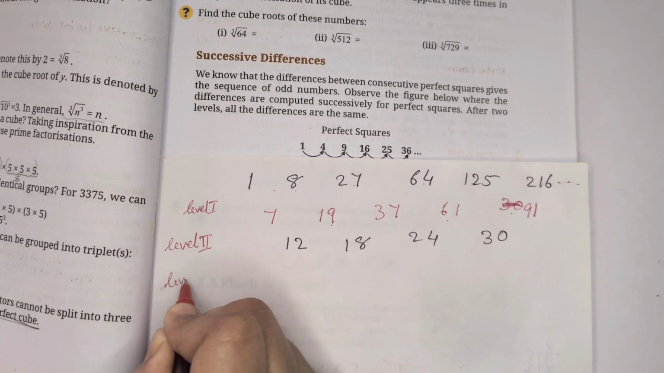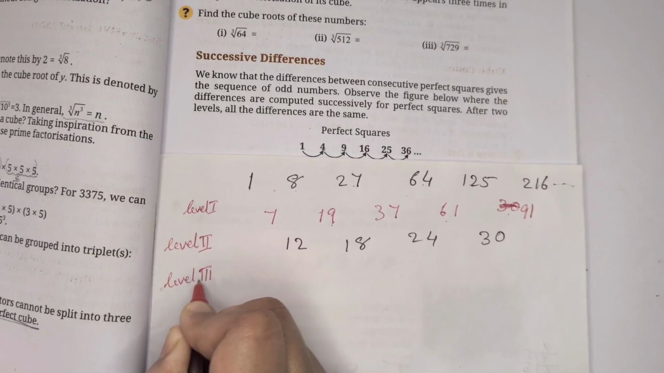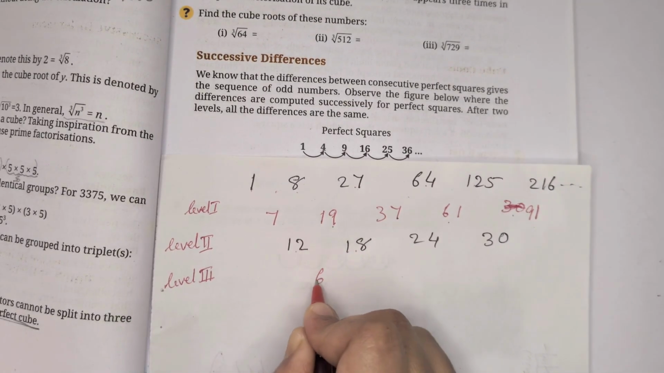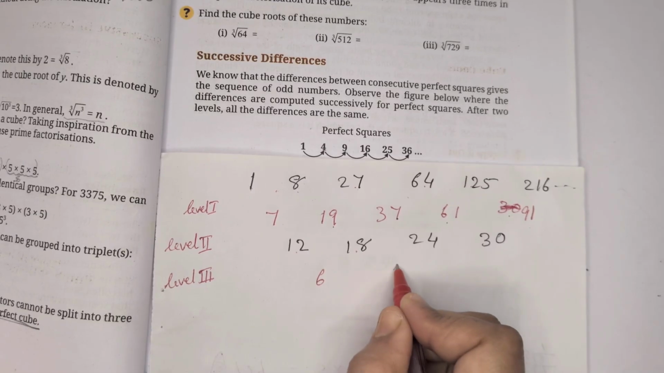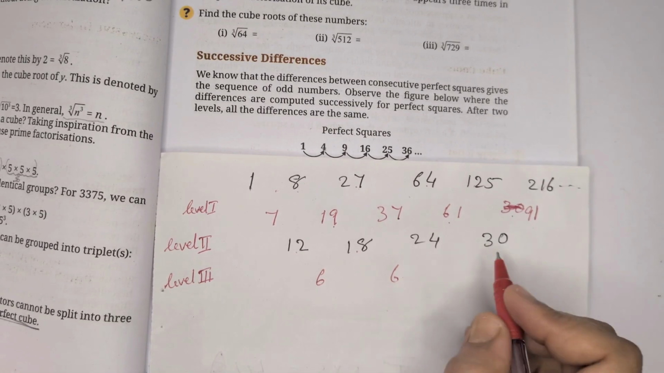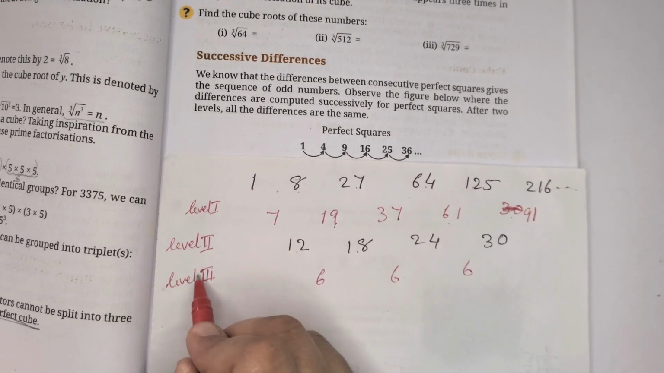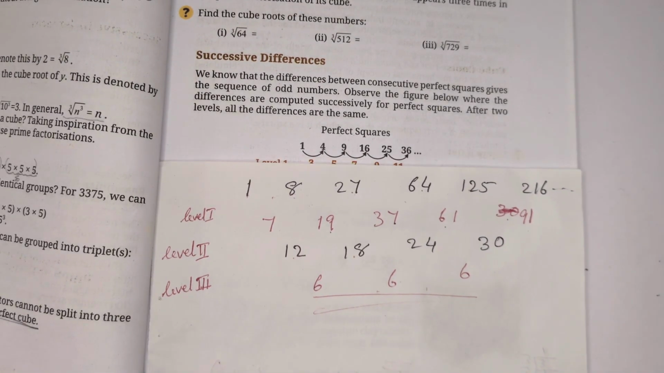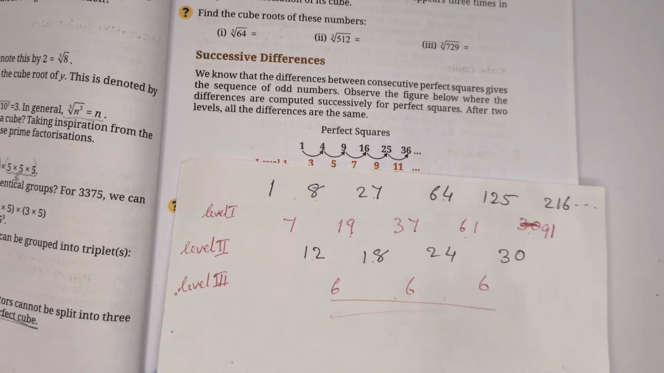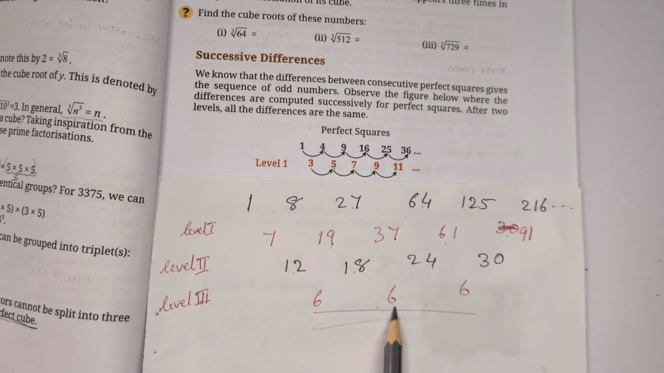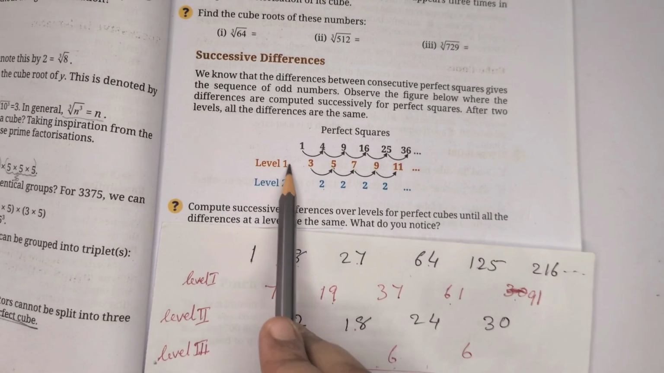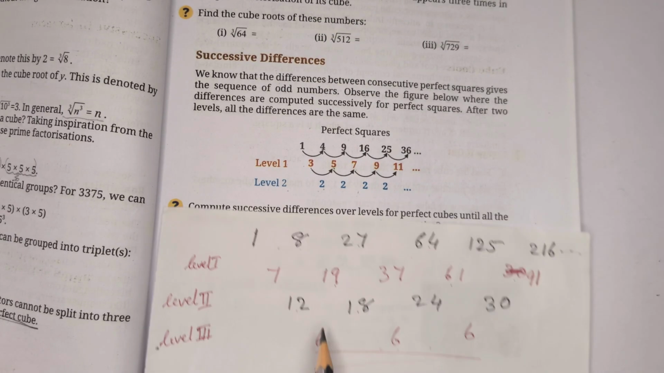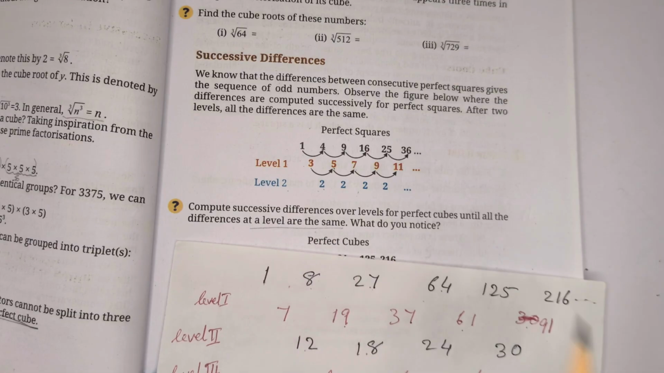One more level we have to do. Level 3. 18 minus 12, 6. 24 minus 18, 6. 30 minus 24, 6. Now at level 3 we got all the numbers the same. So that's what is given: continue till getting the same number as the difference. Here after 2 levels we got 2. In this case after 3 levels we will get 6, the same number.